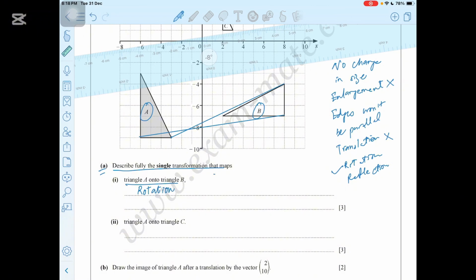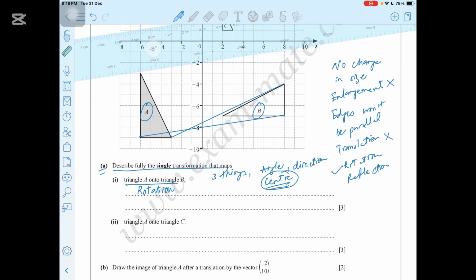Now we need three things in rotation: the angle, direction, and the center. This is the main thing, the center. We have to find the center first. So to find the center, we have to first mark the edges. These are the two edges. We have to draw a line bisector over here.